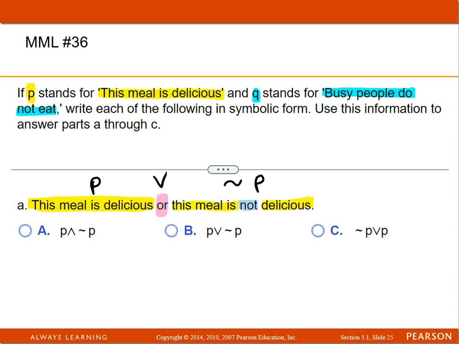And this sounds like dinner at my house. Some kids are like, ooh, this is delicious, I love this meal. And other kids are like, ew, yuck, I hate this.